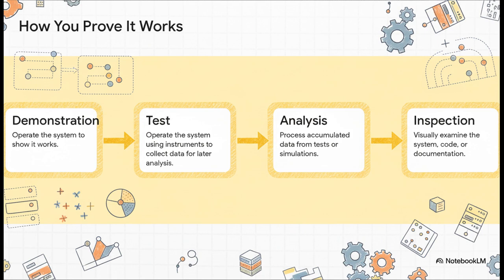Then you've got analysis. Here, you're crunching the numbers from tests or simulations to prove a requirement, like calculating a wing's stress tolerance. And finally, there's inspection. Sometimes you just need to look. You visually examine the hardware or the code or the docs to confirm it matches the spec.